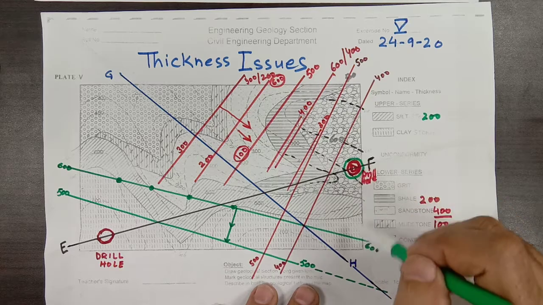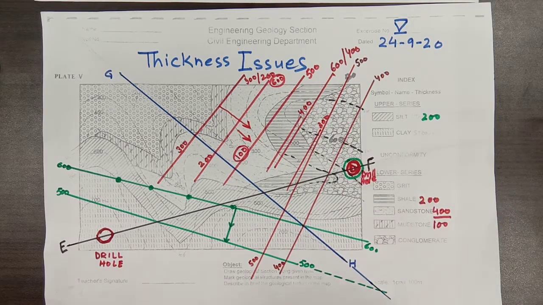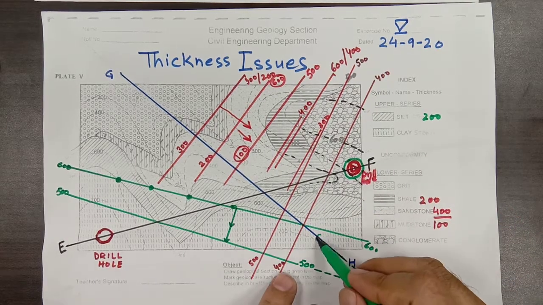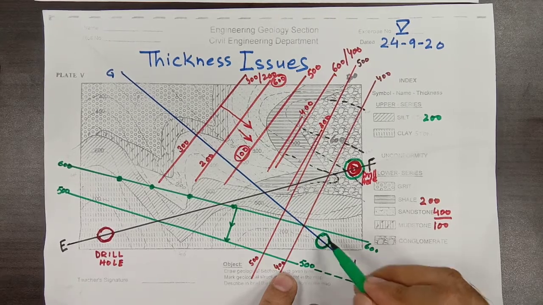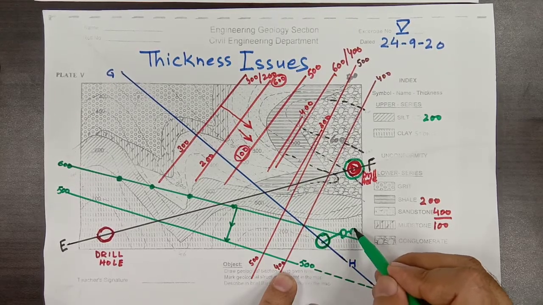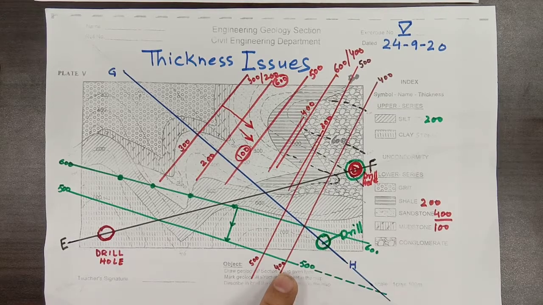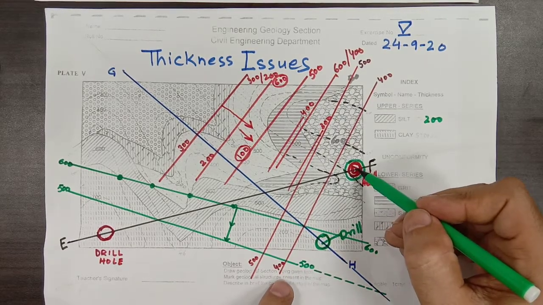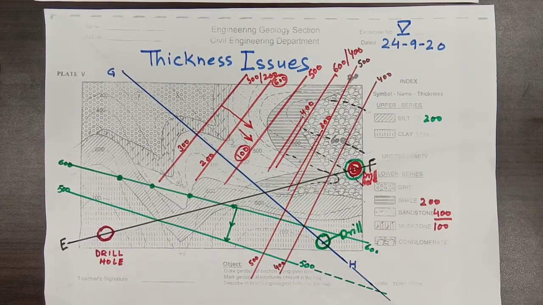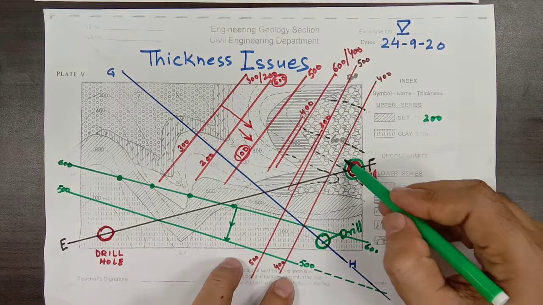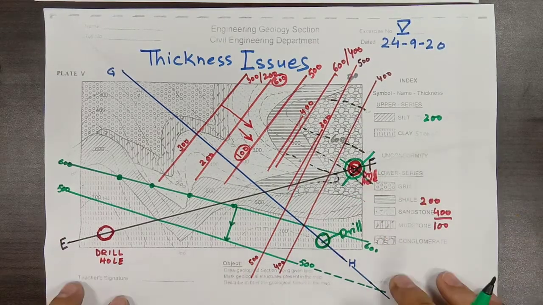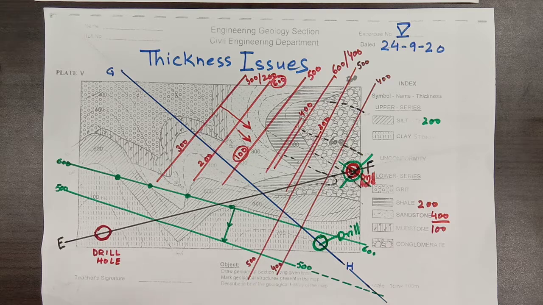Let's see. Oh, I have to check it here, not there. Sorry, I have to check it here. Are we going to get conglomerate here or not? Here you will definitely get conglomerate because you are drilling on conglomerate. This is not the question. The question is whether we will be getting conglomerate underground or not.